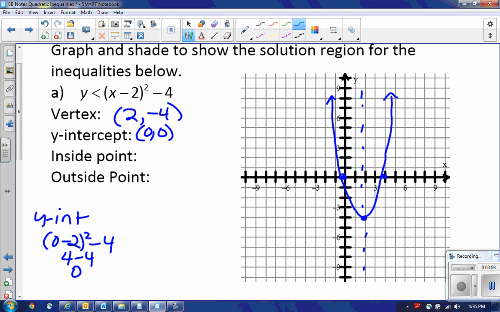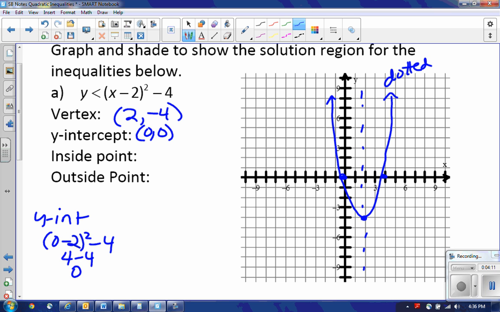And as I will frequently do, I neglected to pay attention to the fact this is strictly less than. So instead of a solid parabola, I should have done a dotted parabola. So I'm just going to write dotted up here to indicate that I remembered that.